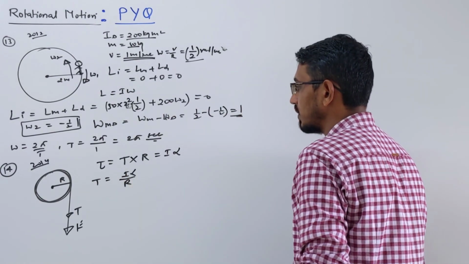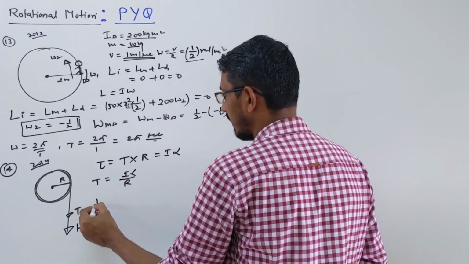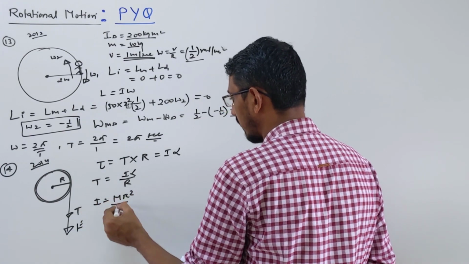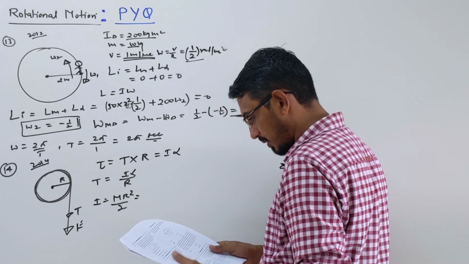Let's calculate. First we need inertia. Inertia is not given, so let's write the inertia of a solid cylinder, which becomes mr square by 2, and all values are given. How much mass is given?